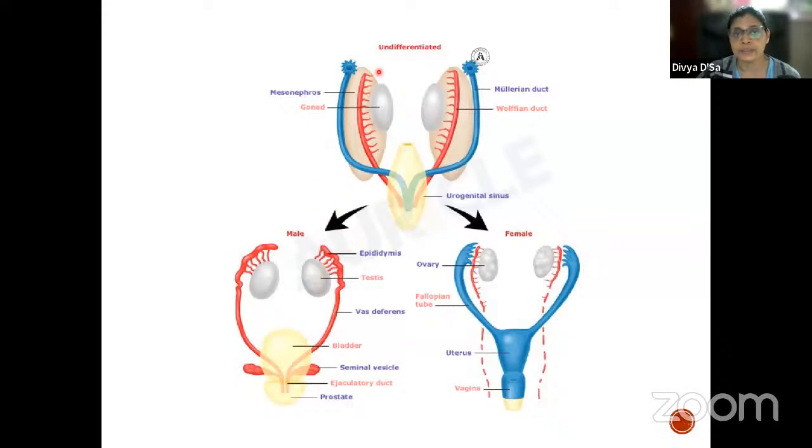So in the male, what happens? The whole duct system, that is the efferent ductules, the epididymis, the vas deferens, then the seminal vesicles and the ejaculatory duct, everything is developed from which one? The mesonephric duct. Whereas the paramesonephric duct in females forms the female duct system: the fallopian tube, the uterus, as well as the upper part of the vagina. The mesonephric duct we call the Wolffian duct, and the paramesonephric duct we call the Mullerian duct.